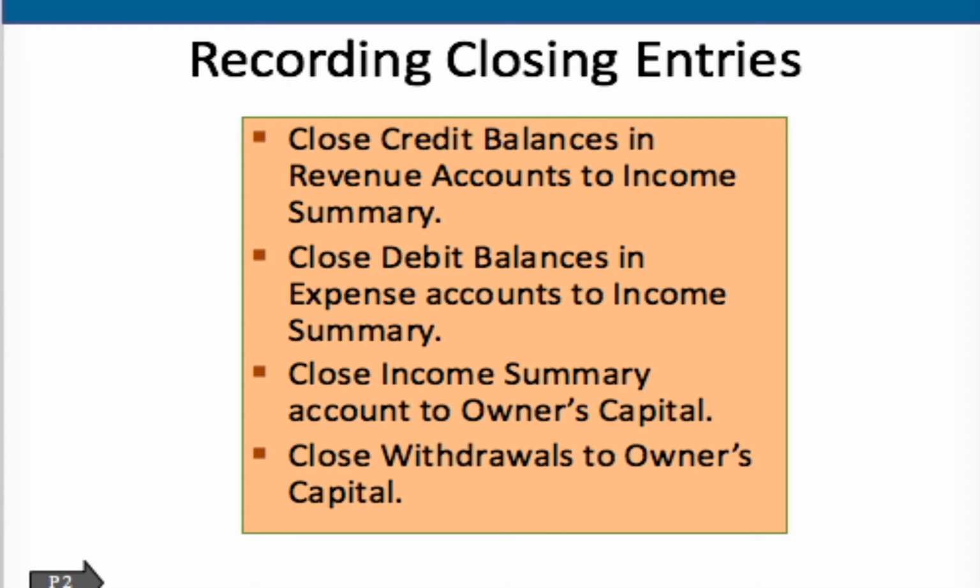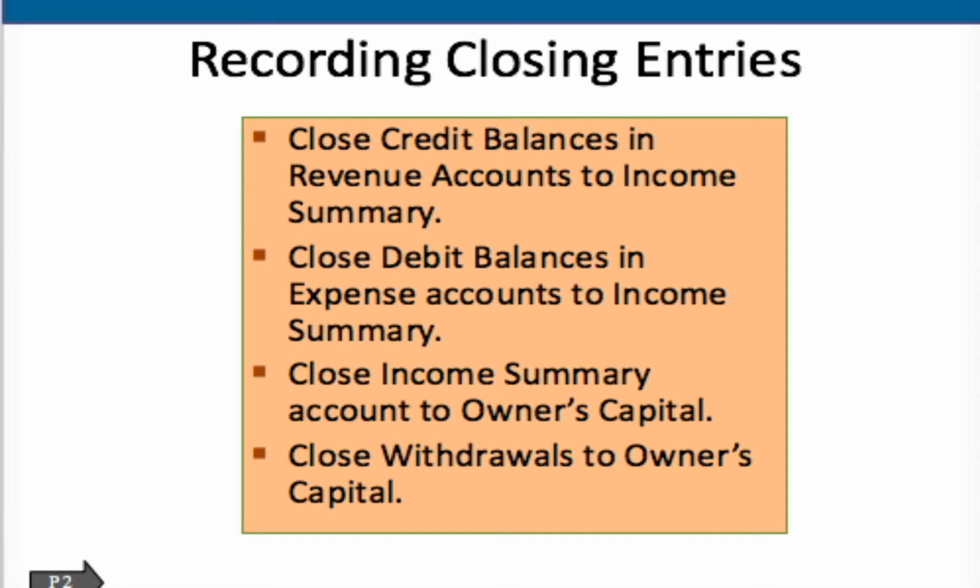We bring accounts with credit balances to 0 by debiting them, which is the opposite of the credit that's already in them. Step 2, close debit balances and expense accounts to income summary. The second closing entry transfers debit balances in expense and loss accounts to the income summary account. We bring expense accounts debit balances to 0 by crediting them. With a balance of 0, we're then ready for the next period in these accounts because each period in temporary accounts starts with a 0 balance. Step 3 is to close income summary to owner's capital.